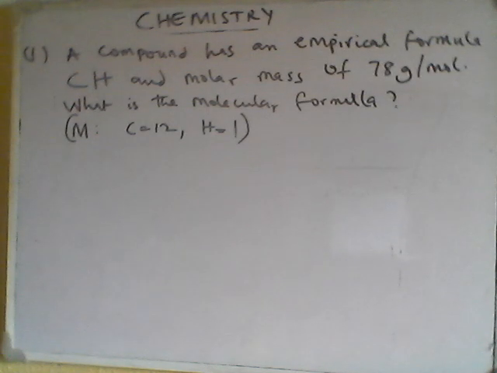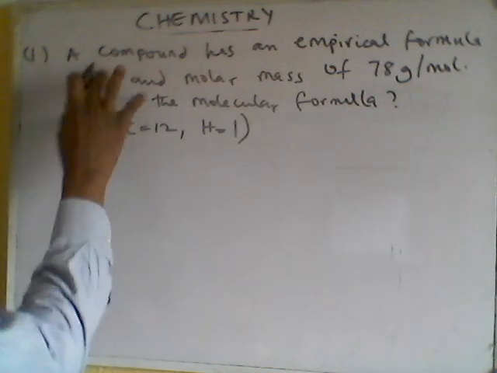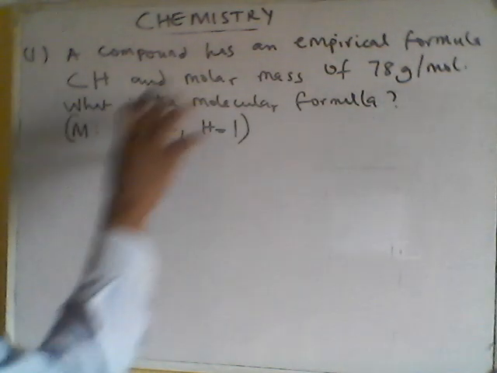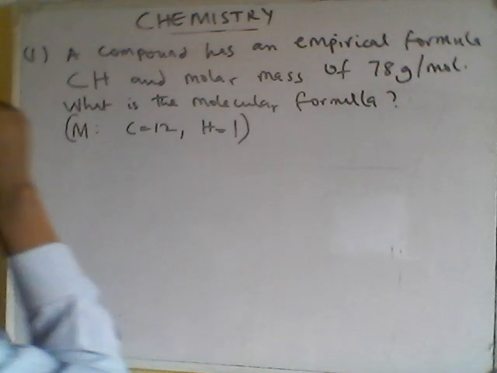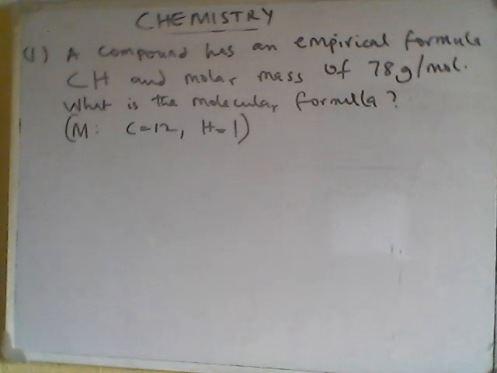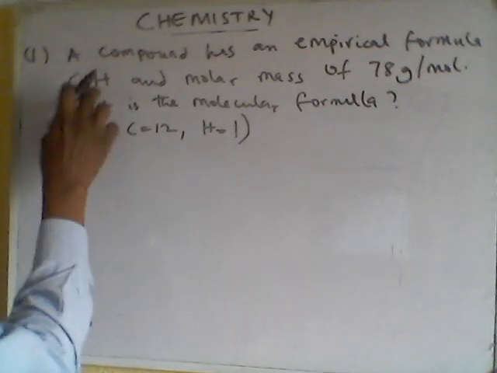So I have this on the board. Say a compound has an empirical formula CH, that is carbon and hydrogen combined, and molar mass is 78 grams per mole. What is the molecular formula of this compound? The first thing we'll do is to find the mass of the empirical formula. This empirical formula CH, what's the mass?